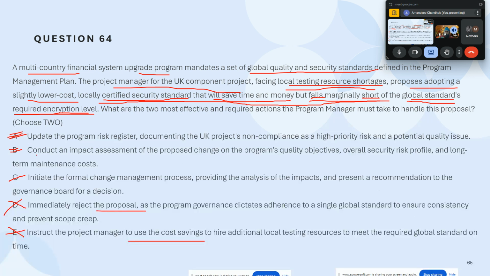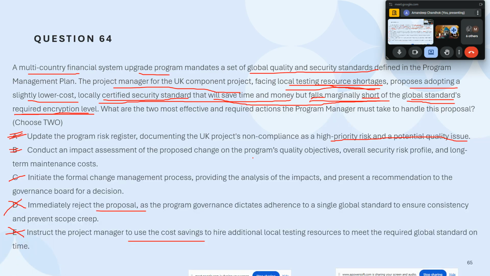Now we are with A, B, and C. Most of the answers have come through A. So, update the program risk register, documenting the UK project's non-compliance as a high priority risk and a potential quality issue. Yes, we would put something in the program risk register, because there are local resources which are short. Now, again, there will be a bit of an assumption that you'll have to make. So we'll hold on to A for a minute.